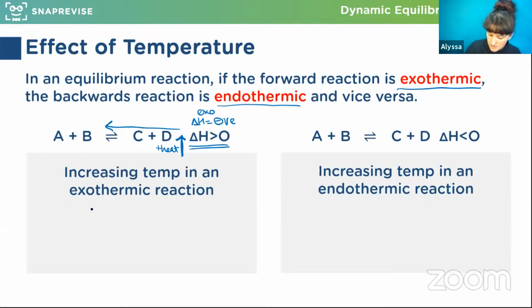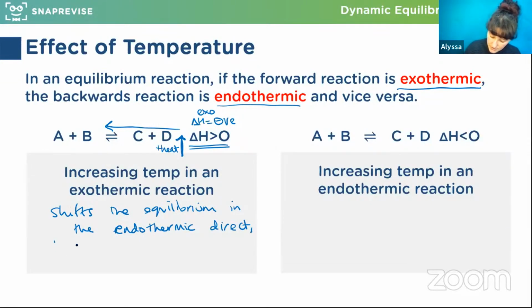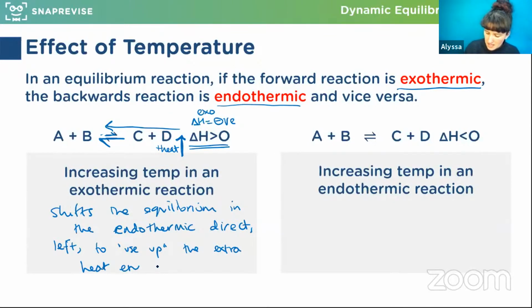So it shifts the equilibrium in the endothermic direction, or in this case, left, so that we have more of the backwards reaction happening to, again, use up the extra heat energy, i.e. we're going to want lots of endothermic reaction happening because the endothermic is taking in heat. It's going to use up that extra heat that we've put into the system by cranking up the thermometer, cranking up the temperature.